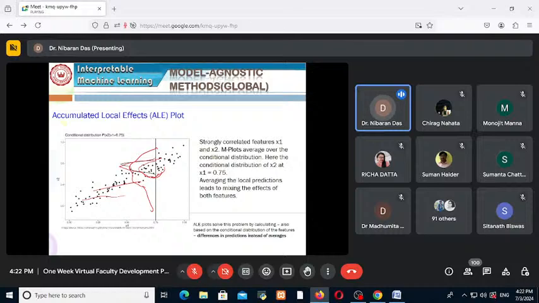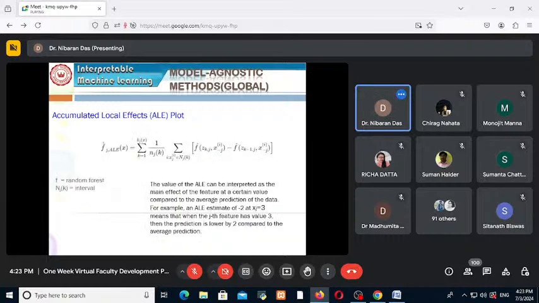For strongly correlated features x1 and x2, M plots average over the conditional distribution. Here, the conditional distribution of x2 given x1 is equal to 0.75. Averaging the local prediction leads to mixing the effects of both features. So ALE plots solve this problem, also based on the conditional distribution, using differences in prediction. Here we are considering variation with respect to x1. Now, if we want to vary x2, how could we do that?